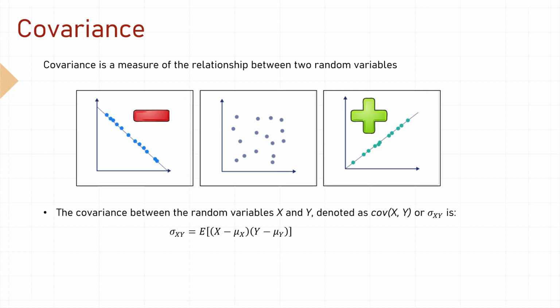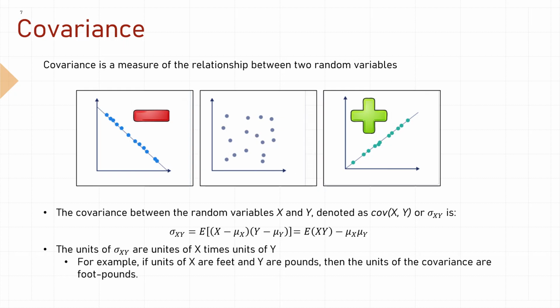Covariance's notation is sigma of x, y, and can be calculated as the expectation of x minus mu x, multiplied by y minus mu y. The computational formula for calculating covariance is expectation of x, y minus mu x multiplied by mu y. The units of covariance depend on the units of x and y.